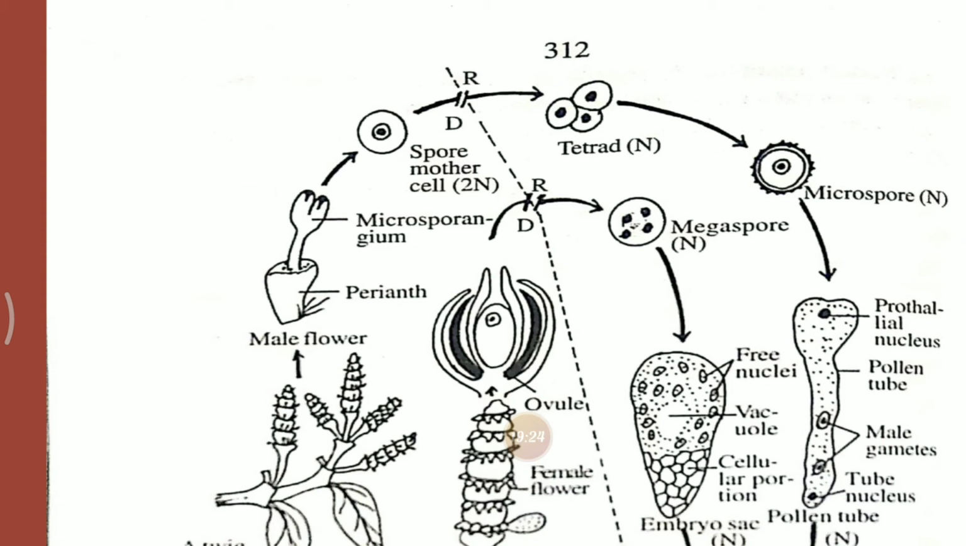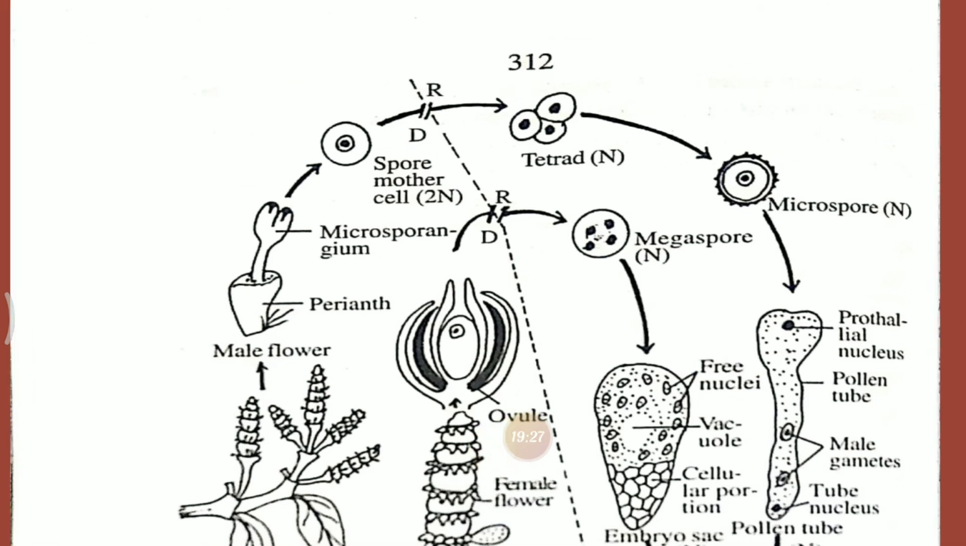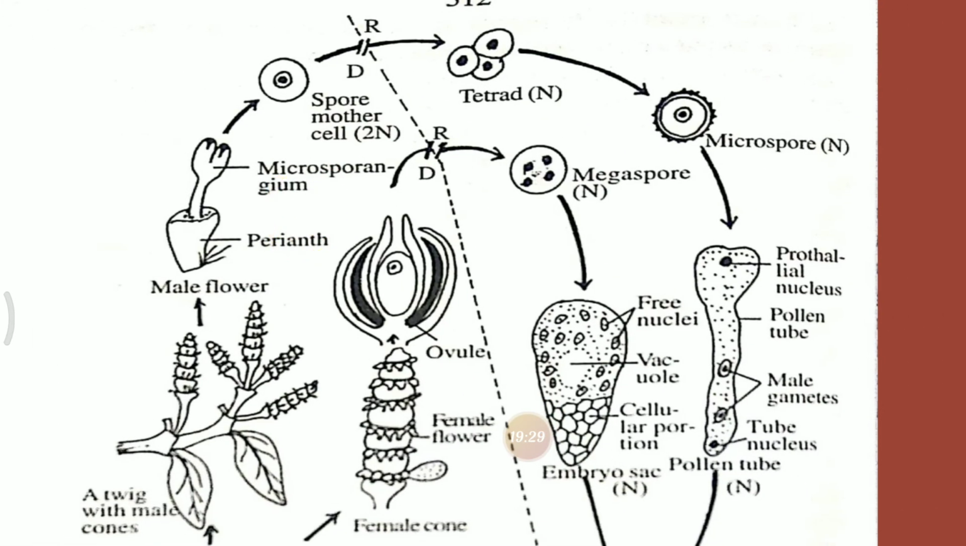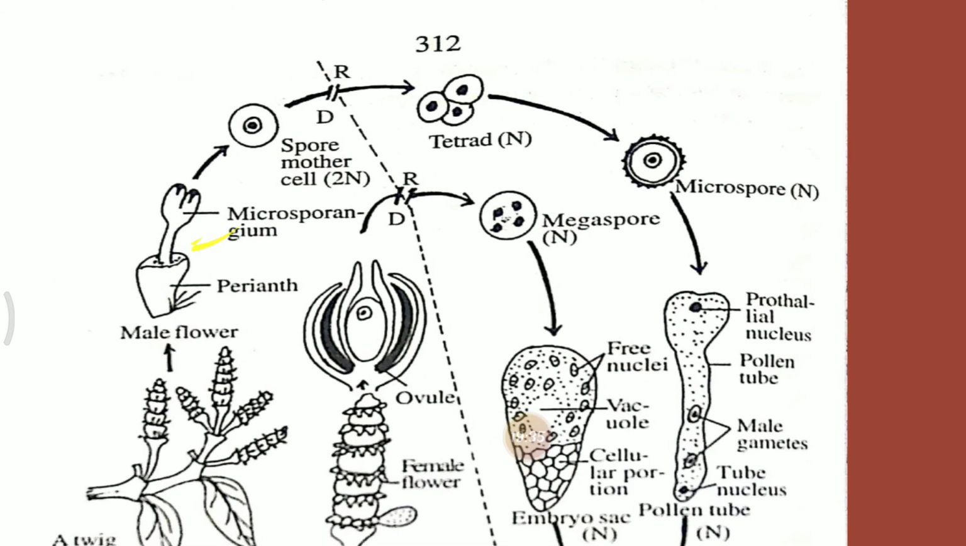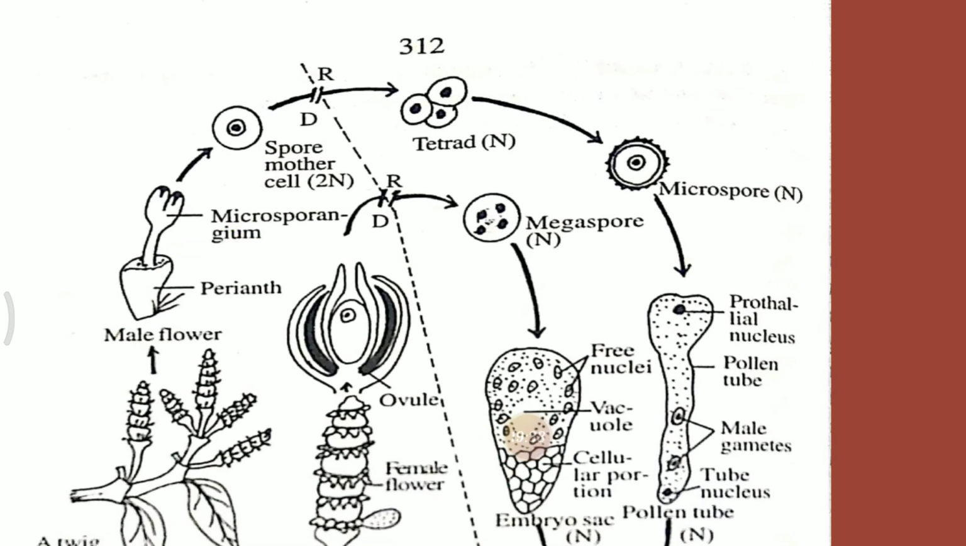And the anther represents a microsporangium. Here this is the microsporangium, isn't it? It arises from the hypodermal cells at the base of the perianth. This is the perianth. Two or three archesporial cells differentiate and give rise to primary wall cells and sporogenous cells. The primary wall cells form the sporangial wall. The sporogenous cells by repeated division form tapetum and spore mother cells, isn't it? The latter undergo meiosis to form haploid microspores.